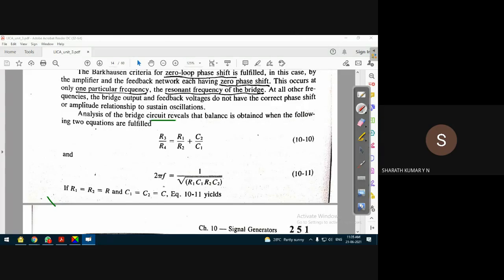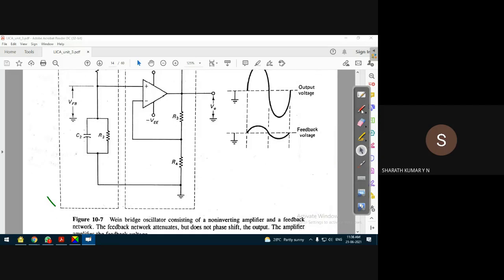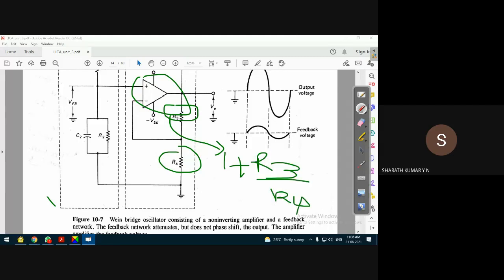Analysis of the bridge circuit reveals that the balance condition is attained when the two equations are fulfilled. There is R3 by R4 is equal to R1 by R2 plus C2 by C1. If you observe this resistive network, R3 by R4 is the feedback network for the non-inverting amplifier. What is the gain of a non-inverting amplifier? Yes, it is 1 plus R3 by R4.